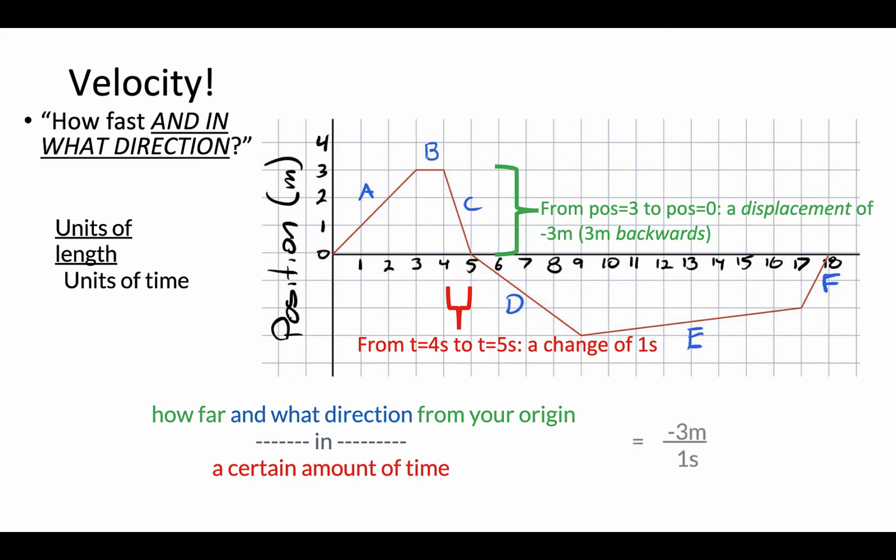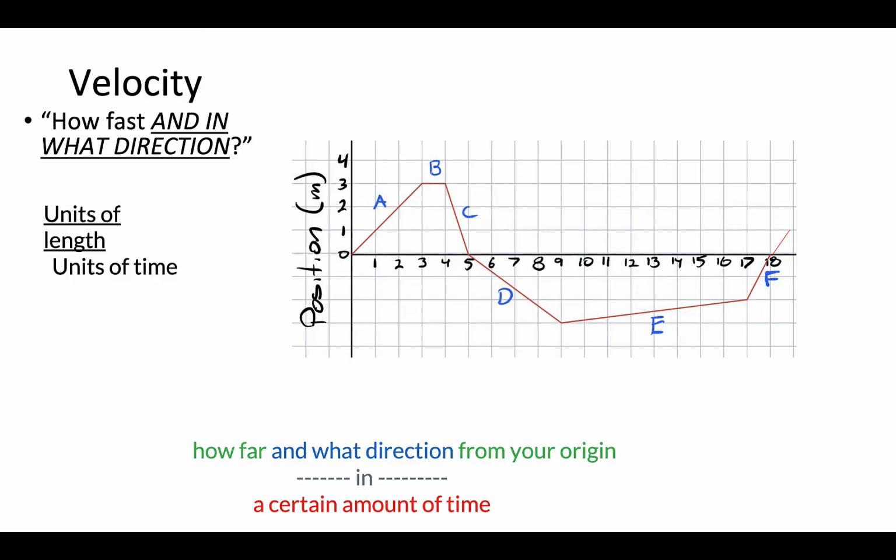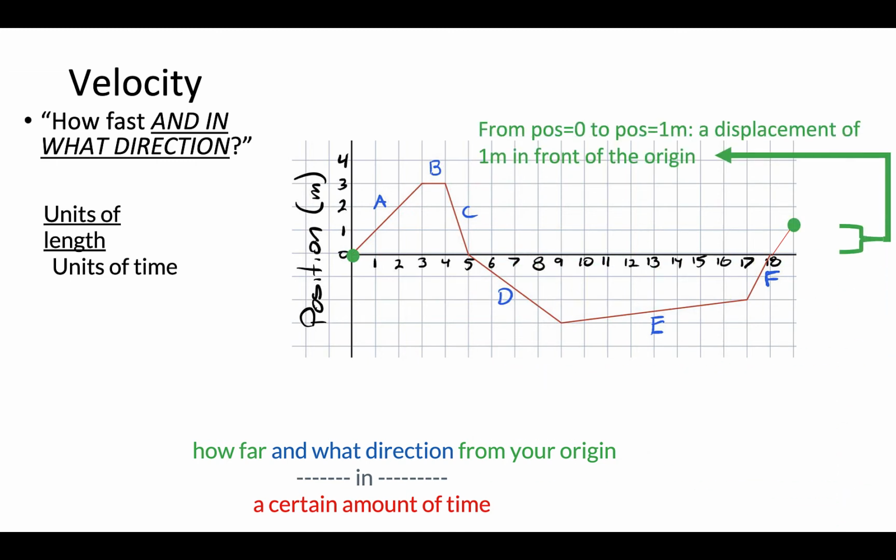And so when we put our negative 3 meters over 1 second, we get a velocity of negative 3 meters per second or 3 meters per second backwards. Well, let's do that again, except let's do it for the entire trip. So for our starting position, we are starting at the origin here. And our ending position, we are actually finishing at a positive 1 position or 1 meter in front of the origin. Okay, so those are starting and ending points.